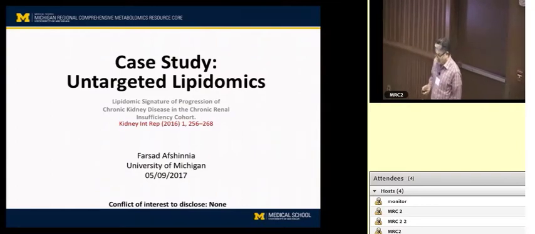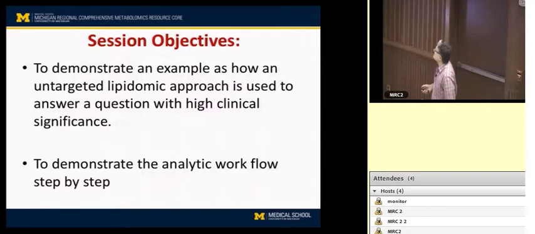I'm a nephrologist by training, so I take this opportunity to provide you a sample of untargeted lipidomics. The session objectives are to demonstrate an example of how an untargeted lipidomic approach is used to answer a clinical question, and also to demonstrate the analytic workflow in a step-by-step fashion.